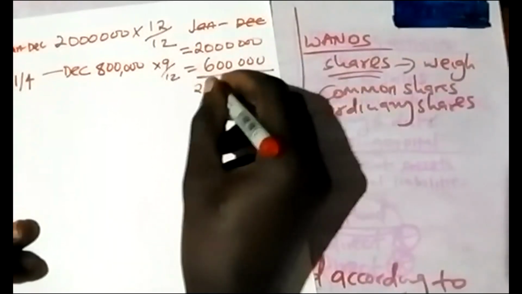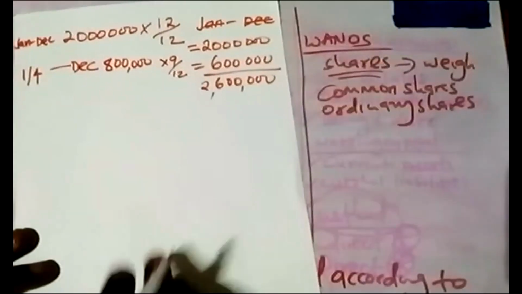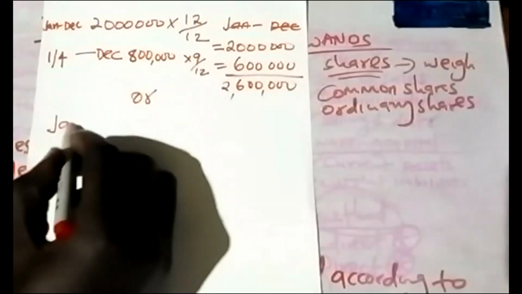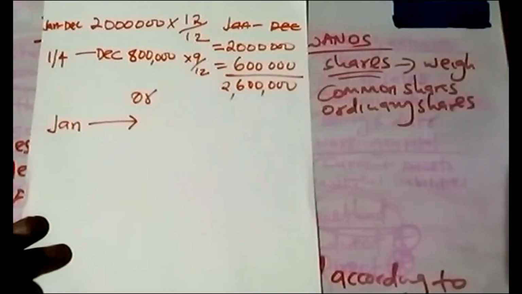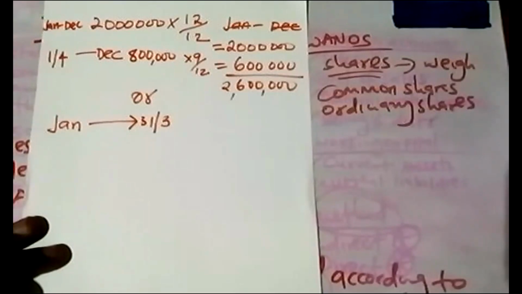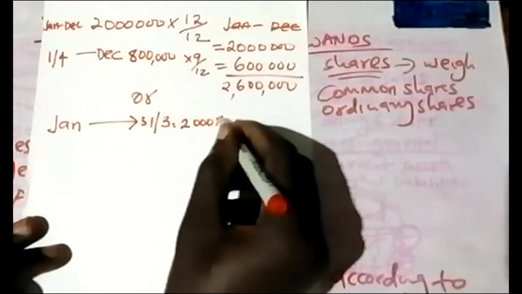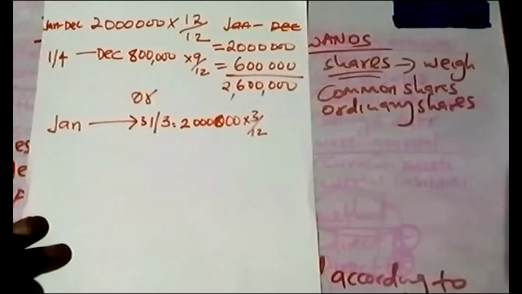So that my total weighted average number of ordinary shares is 2.6 million. So that is fine. Or you can do it this way. You say the ones which were outstanding from January, you consider them from January to the 31st of March, when they issued the others. So you say 2 million times how many months? 2 million times 3 over 12, that is around 2 million divided by a quarter.